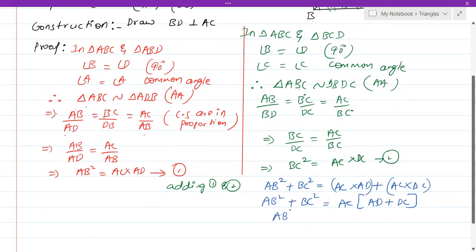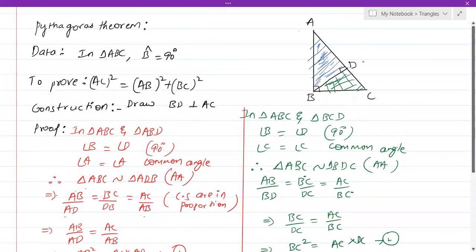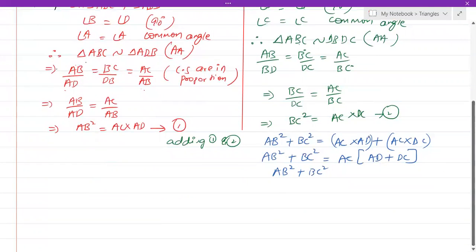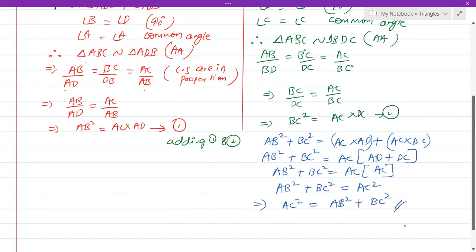Clearly from the figure, let's watch the figure once again. AD is this length and DC is this length. If we add these, we get the complete length AC, isn't it? So AD plus DC will become AC. Now what we have got is AB square plus BC square is equal to AC into AC, that is AC square. We can write it the other way: AC square is equal to AB square plus BC square. Hence, we have proved it.